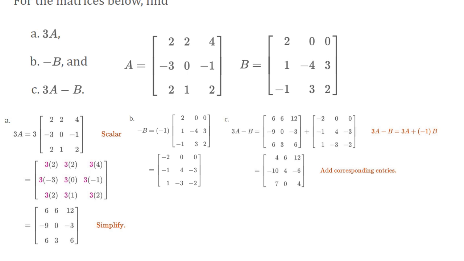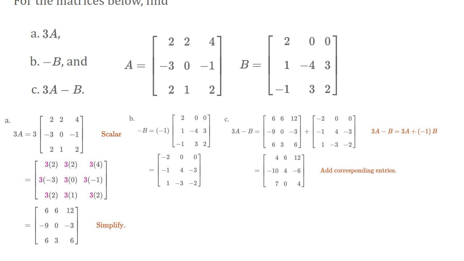respectively. So 6 plus a negative 2 is going to give me a 4. 6 plus 0 is 6. 12 plus 0 is 12. That was row 1. Let's do row 2. Negative 9 plus negative 1 is a negative 10. 0 plus 4 is 4. Negative 3 plus a negative 3 is a negative 6.